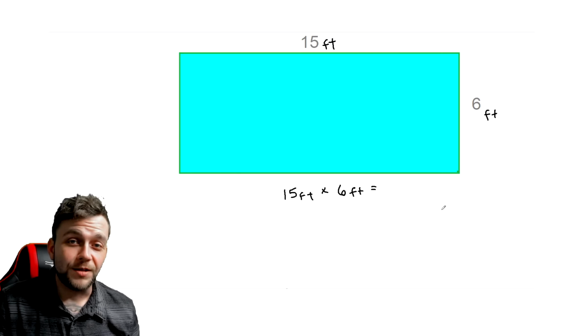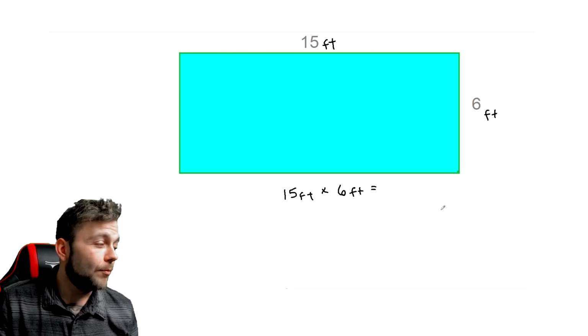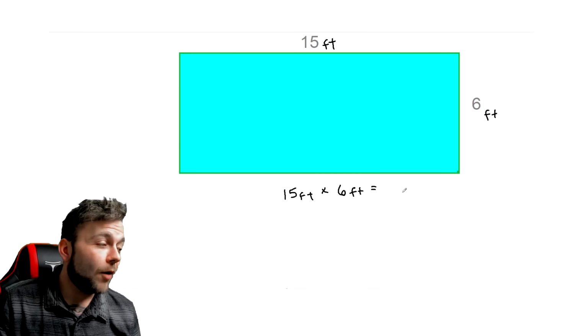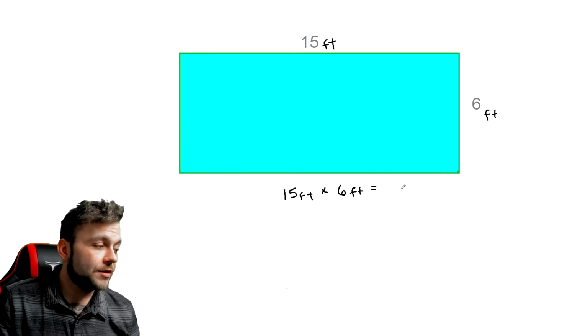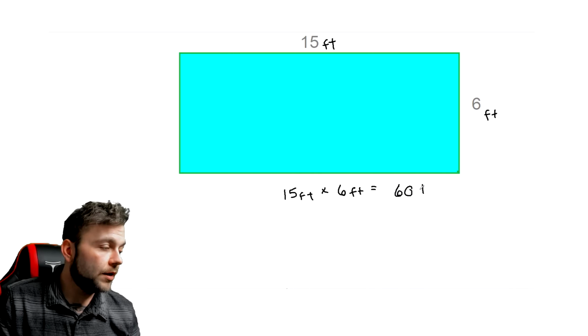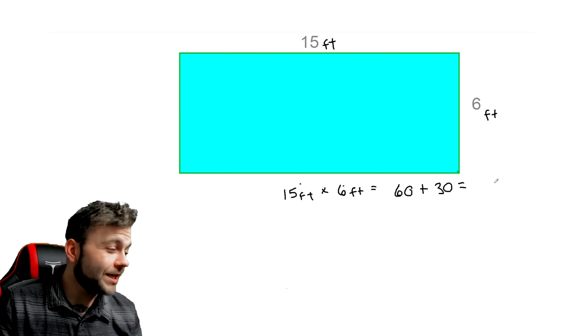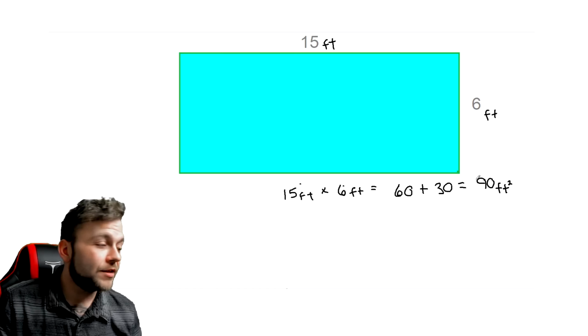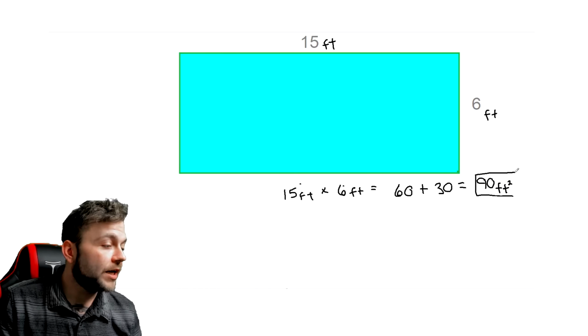You can go ahead and pause the video if you need the time, but I'll show you how I multiply. So 6 times 10 is 60, plus 6 times 5, and that is 30. And my answer to this problem is 90 square feet, and the way I'll write that is feet with a tiny 2 up there. So that's square feet. So 90 square feet is my answer.